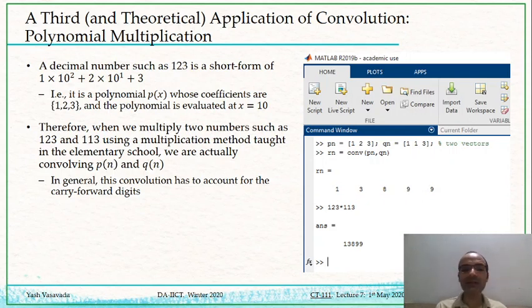Okay, so let us stop here for the time being and let us see why this theoretical application of convolution is important for us as we consider the application in communication systems.